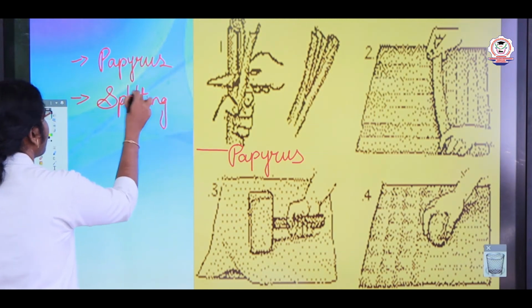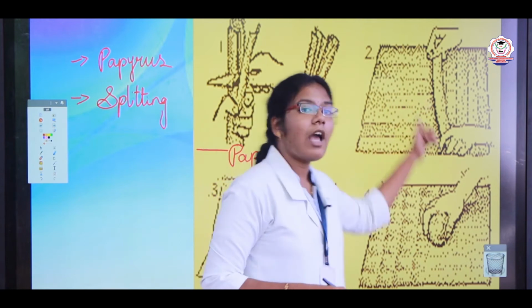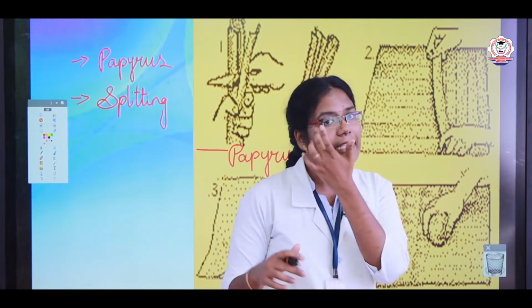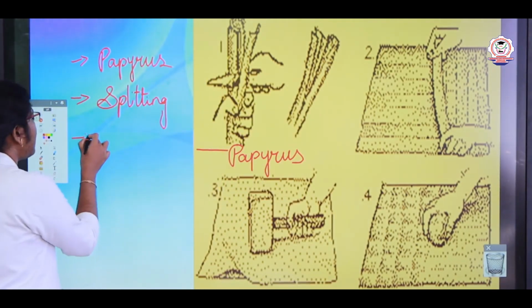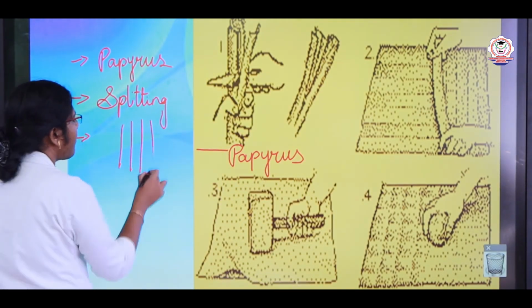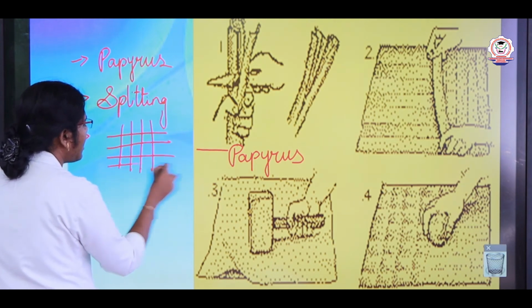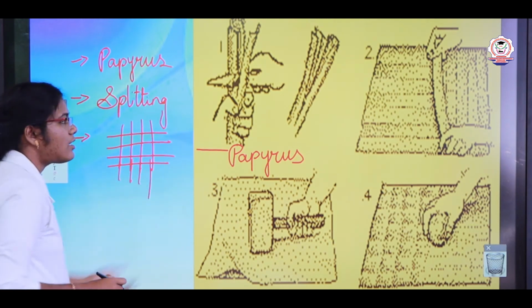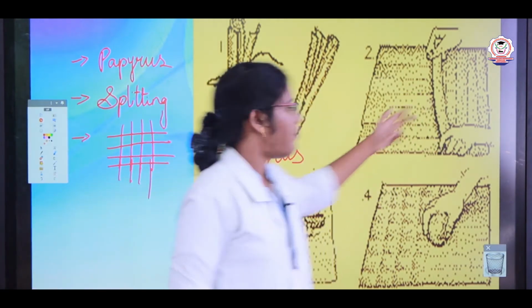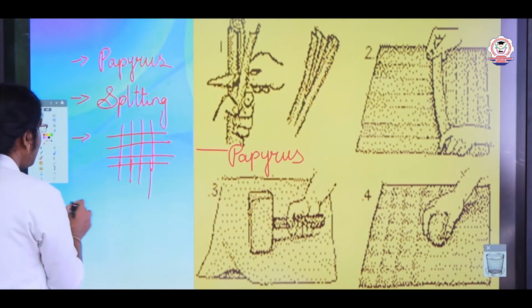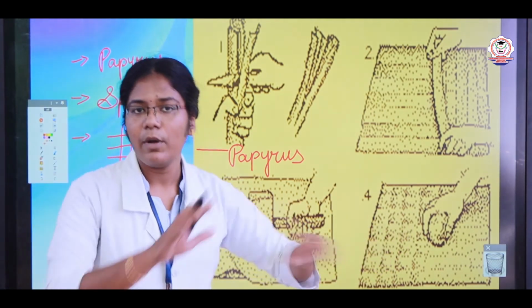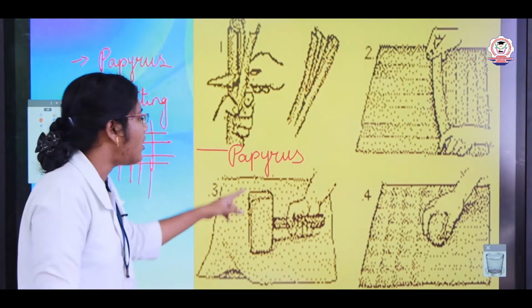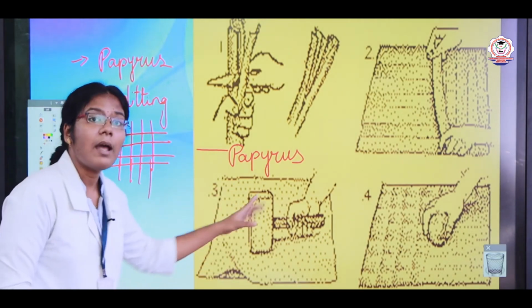Then see the third step. They are arranging the cut stems in a manner like an x axis and y axis. So this is the third step. Now you see the fourth step: using a hammer they are tightening. They insert a thin piece of cloth and after that they press them using a hammer.